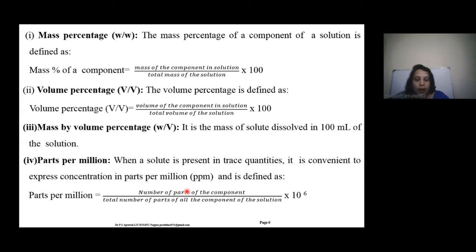That is the number of parts of the component upon total number of parts of all the components multiplied by 10 to the power 6, million. As in case of percentage, concentration in ppm can also be expressed as mass to mass, volume to volume, mass to volume, whatever.